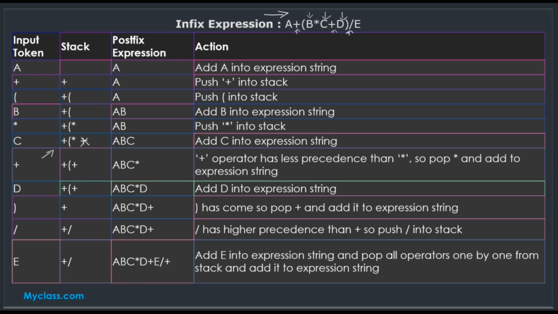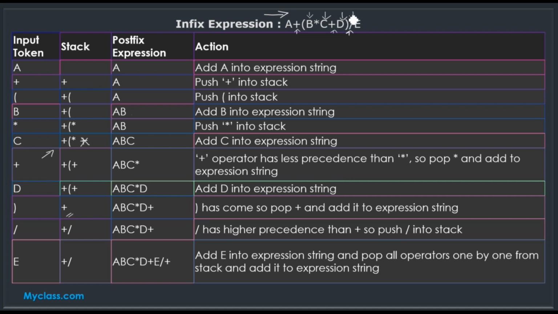Now a closing bracket came. When a closing bracket is encountered, we pop all the operators until we reach an opening bracket. So we pop this addition to the postfix expression and we ignore this bracket. So now the stack only contains the plus.